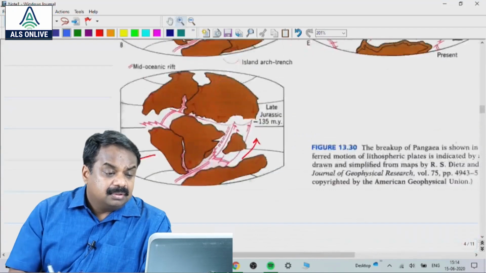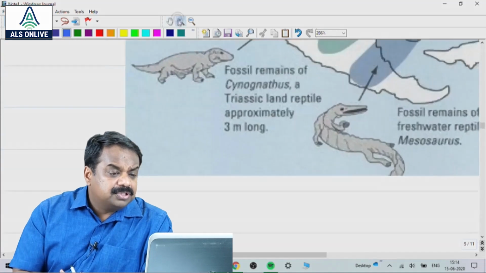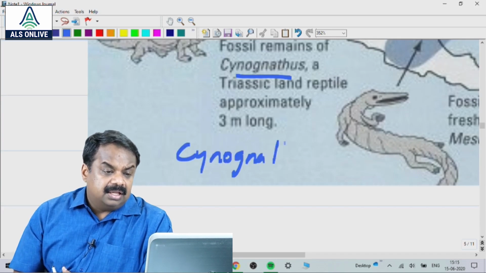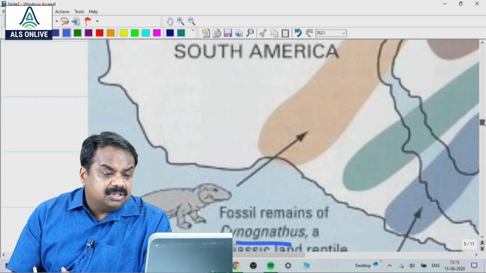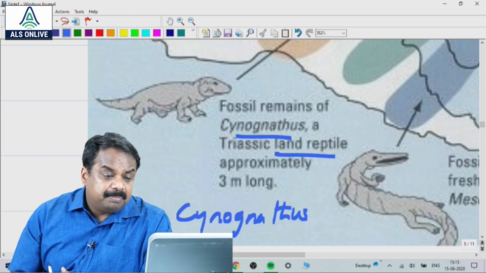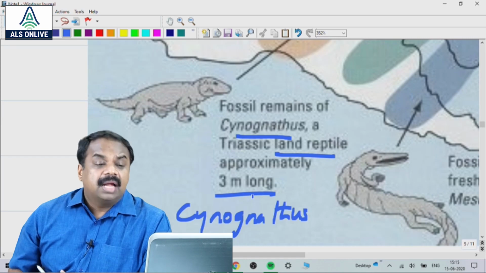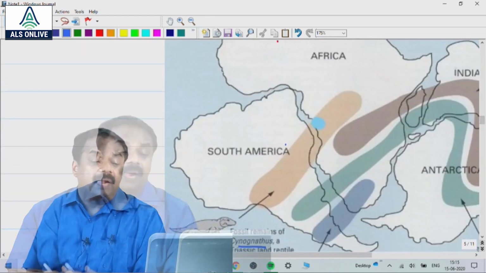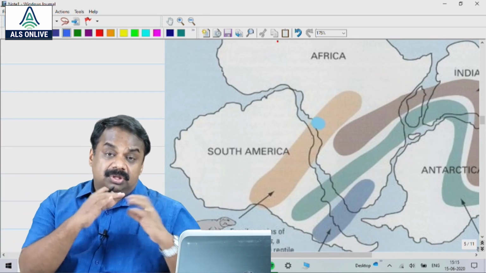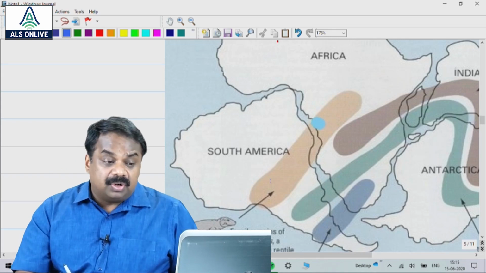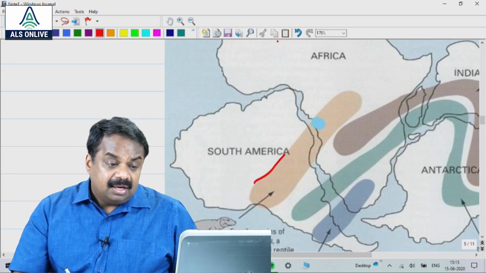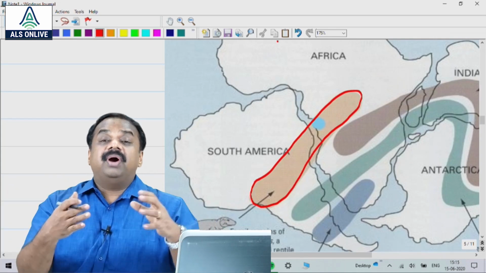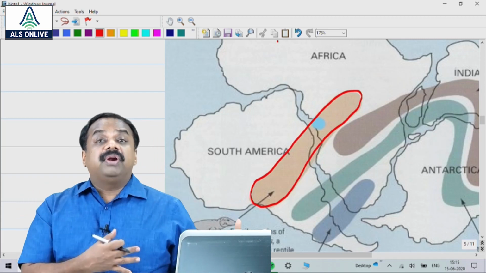See, for example, just see this. The fossil of Cynognathus. See, it is remains of Cynognathus. It's a land reptile, approximately 3 meters long. Now, where all is it found? You see, it is found in South America and it is found in Africa. Both are found thousands of kilometers away, South America and Africa today. And now, when the continents were together, according to Wegener, they would have been living in this kind of a belt. They would have been living in this belt, and that is why we are able to find the fossils in two different continents at the same time.